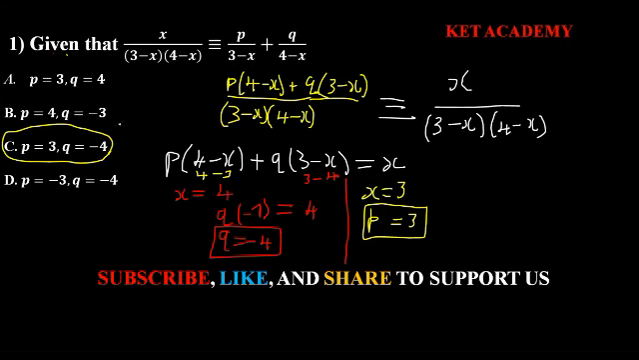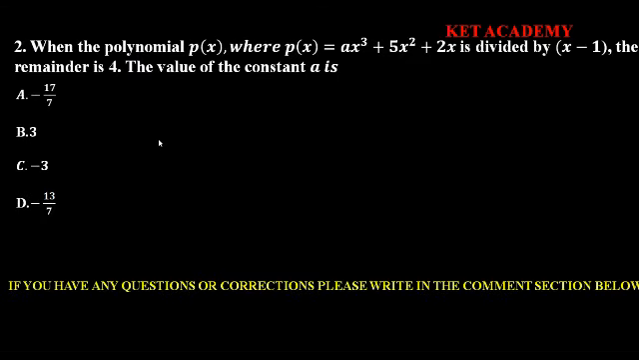Now, question 2 says that when the polynomial p of x, where p of x is ax cubed plus 5x squared plus 2x, is divided by x minus 1, then the remainder is 4. The value for the constant a is, we know here we are using the idea of the factor and remainder theorem. Now for the factor theorem, if x minus 1 is a factor of a polynomial, let's say p of x, then it leaves no remainder.